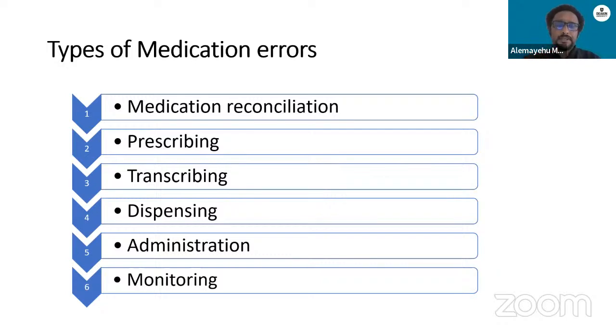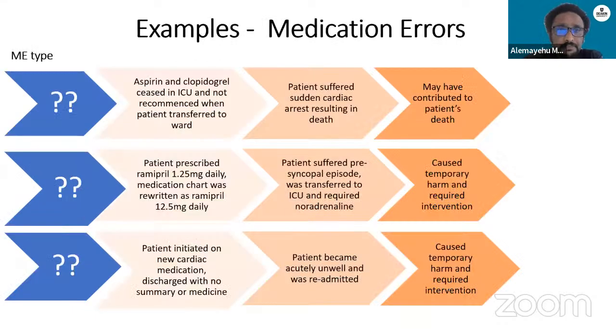Among all these errors, the major types of errors are prescribing errors, errors due to failure to reconcile medicines, and medication administration errors. These are the most common errors in the literature, and actually practically as well. So we'll go one by one anyways.